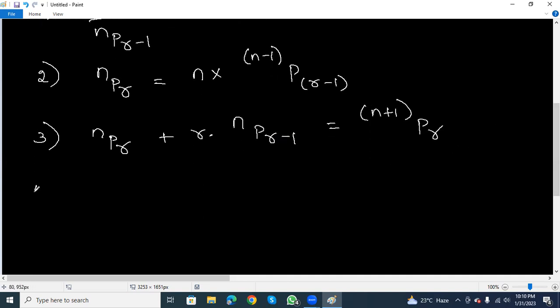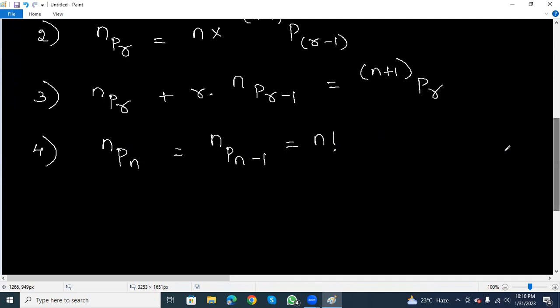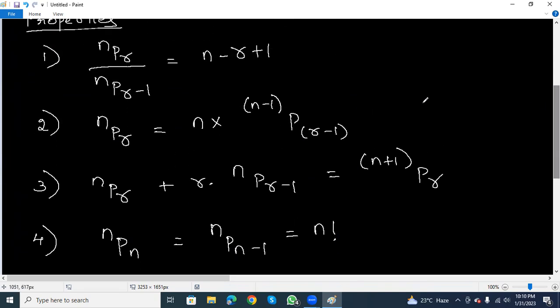Next, the fourth one: nPn is equal to nP(n minus 1), which is equal to n factorial. nPn is the last coefficient, nP(n minus 1) is the last but one coefficient. Both are equivalent to n factorial. So these four are the important properties of permutations.